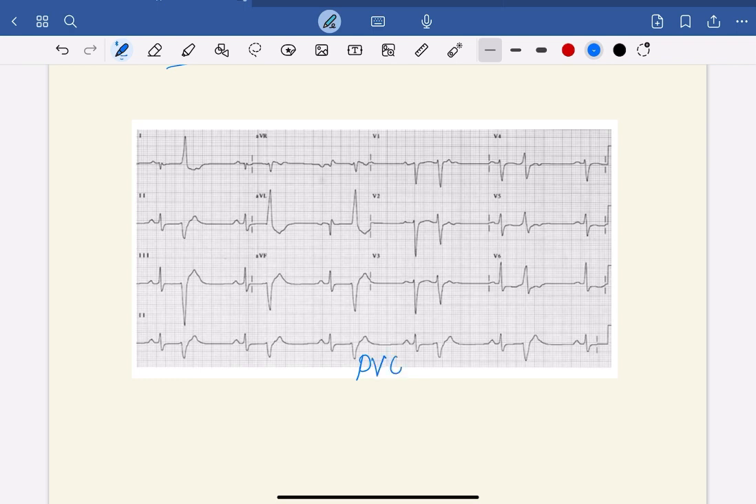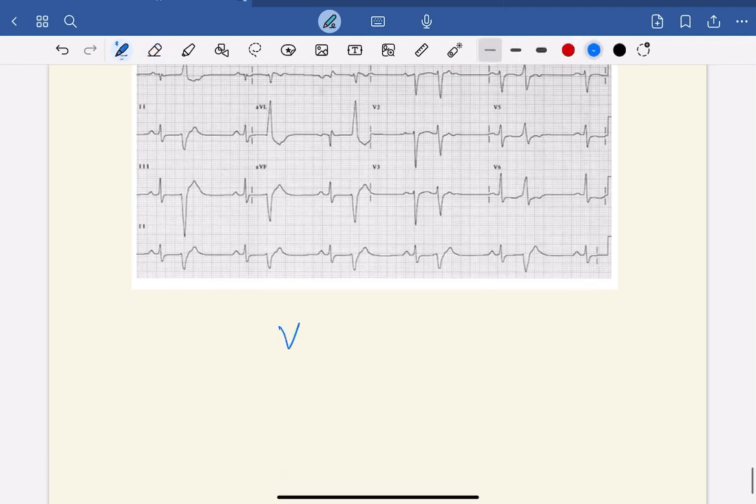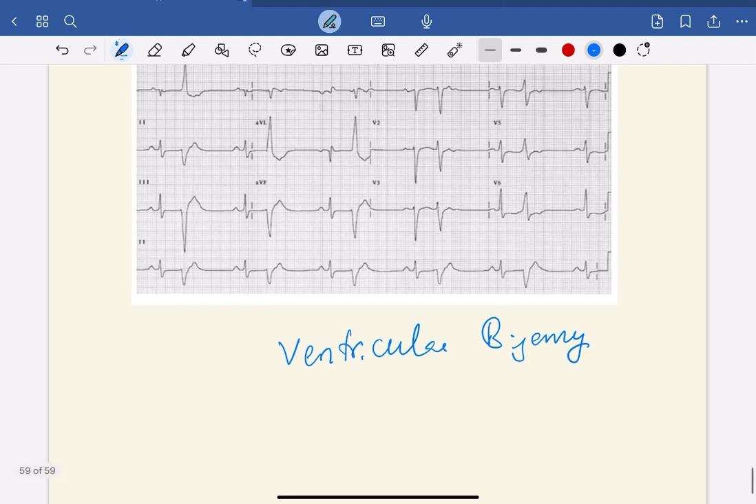So it is ventricular bigeminy. When every other beat is a PVC, it is called ventricular bigeminy. So this ECG is showing ventricular bigeminy. If there is a PVC coming after two normal sinus impulses, or if every third beat is a PVC, it is called ventricular trigeminy. If every fourth beat is a PVC, it is called ventricular quadrigeminy.